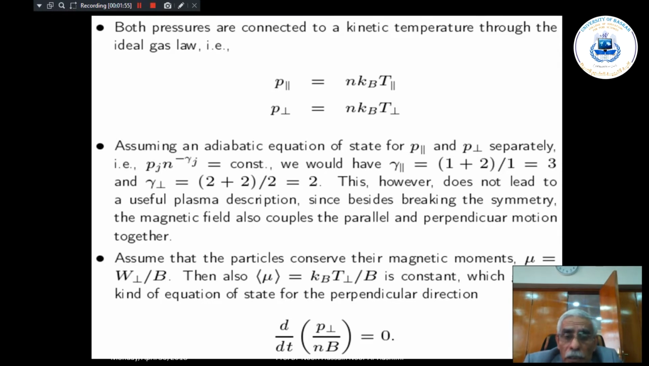Assume that the particles conserve their magnetic moments, mu equal W perpendicular over B. Then also the average mu equal k_B T perpendicular over B is constant, which gives a kind of equation of state for the perpendicular direction: d/dt of P perpendicular over n B equals 0. We said equation of state, why do we always focus on the equation of state? Because it represents the conservation equation for us.